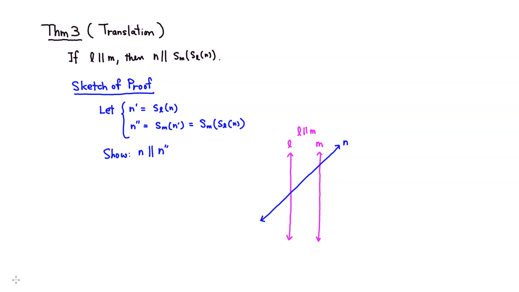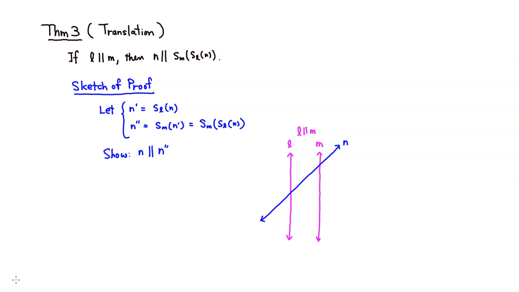We're going to let n prime be the image of line n under S_L. Then I'm going to use n double prime as the image of n prime under the reflection S_M, which is the same thing as the composition of S_M and S_L. So what we want to do is show that n and n double prime are parallel. All right, so let's do that.